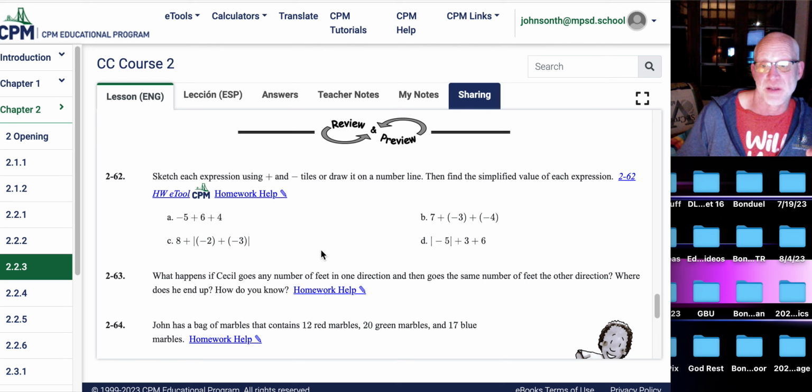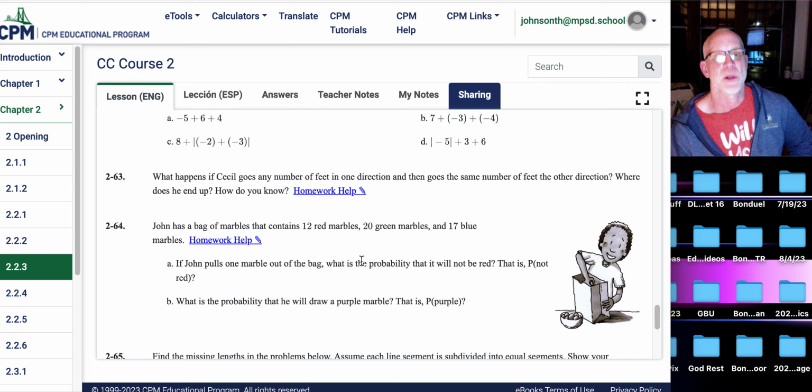63, what happens if Cecil goes any number of feet in one direction and goes back the same number of feet in the other direction? Where does he end up? How do you know? That sounds obvious, doesn't it? John has a bag of marbles that contain 12 red, 20 green, and 17 blue. If John pulls out one marble, what is the probability that it will not be red? What is the probability that he will draw a purple marble? That is the probability of purple.